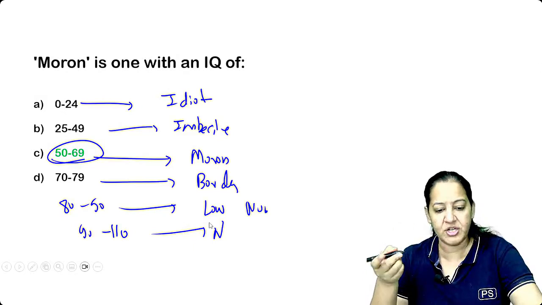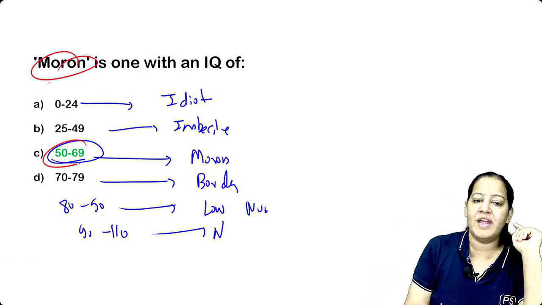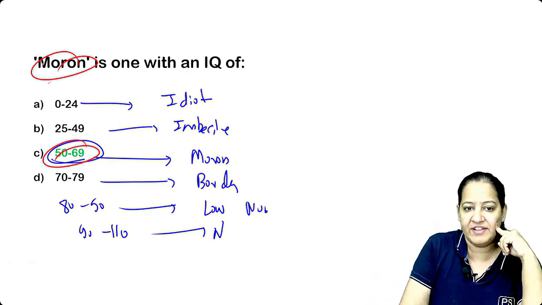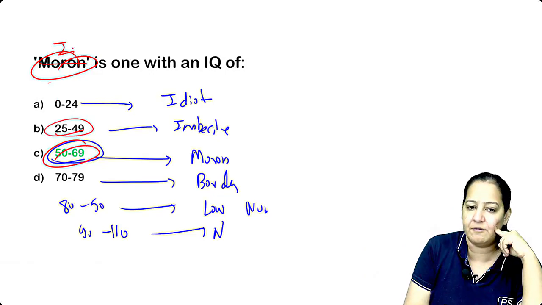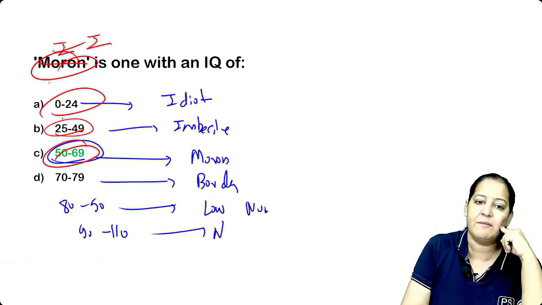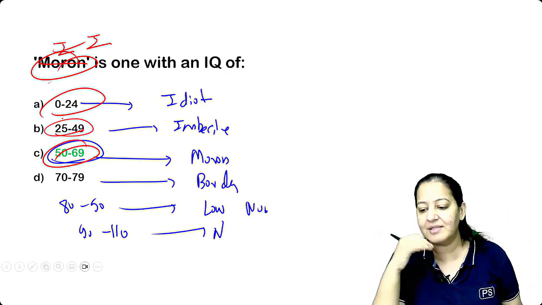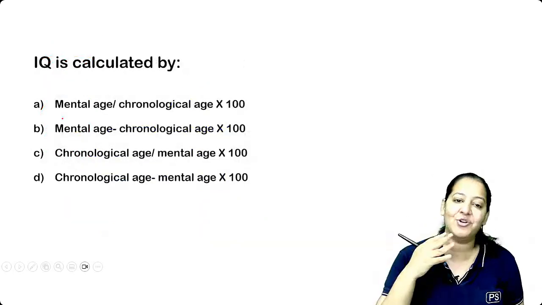If I change the question, the answer will change. For now, for moron the answer is 50 to 70. The correct answer is C. If I change it to imbecile, the answer will become B. If I change it to idiot, the answer will become A. Say yes. You have to learn the scale. Don't get confused. You get many questions on the IQ scale.